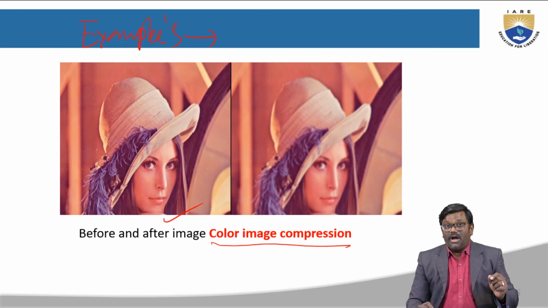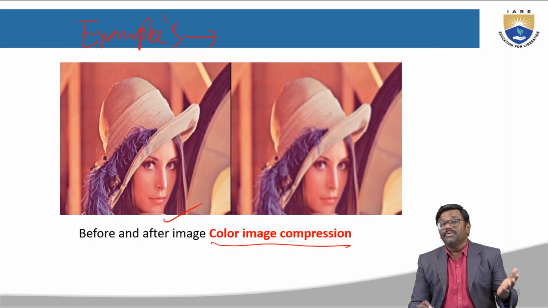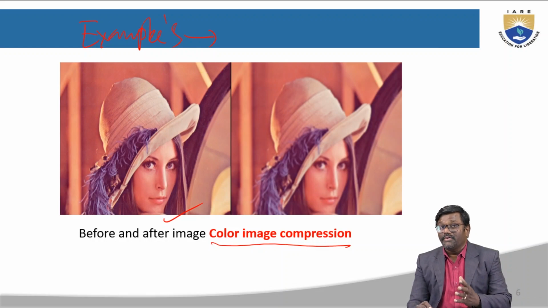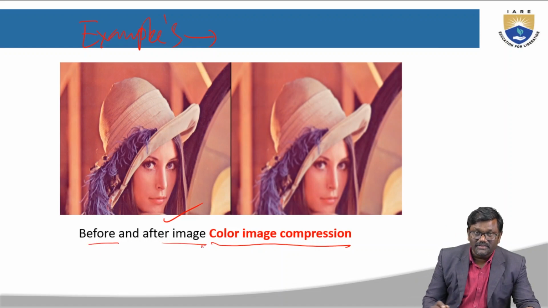So how we are removing the noise, how we are removing the redundant information, and how we are removing irrelevant data to produce the required compressed image, we understand from this slide. What we are understanding is the before and after image in terms of color image compression.